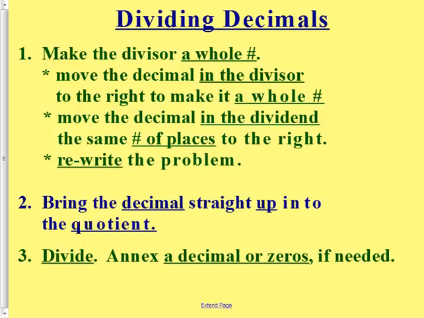Here are your directions for dividing decimals. Go ahead and pause for a moment and copy those down. All right, now that you've copied those, let's take a quick peek. The directions say make the divisor a whole number. Whole numbers are always going to be easier to divide by because we can do multiples of those pretty easily. And the way we do that is by moving the decimal. Remember, we're going to have to move both decimals the same number of places. Then I bring the decimal straight up in my quotient and I divide just like I always would, but I might need to annex a decimal or zeros. We'll look at some examples.